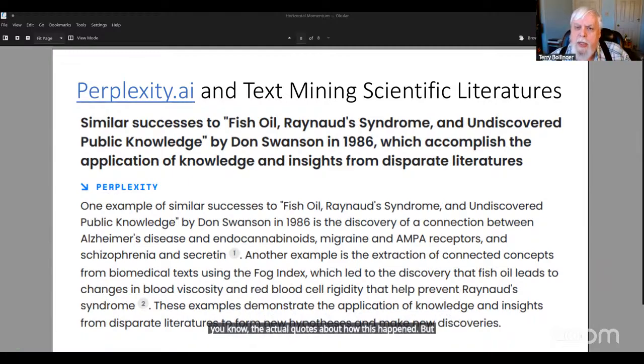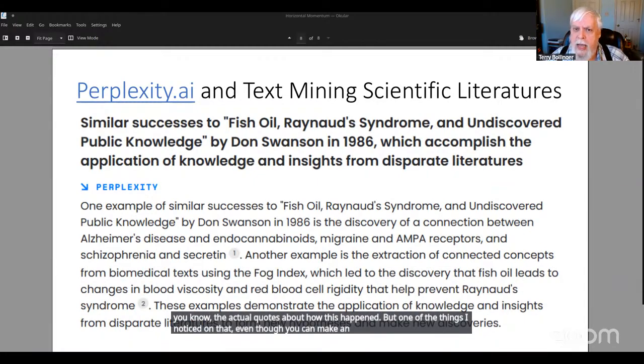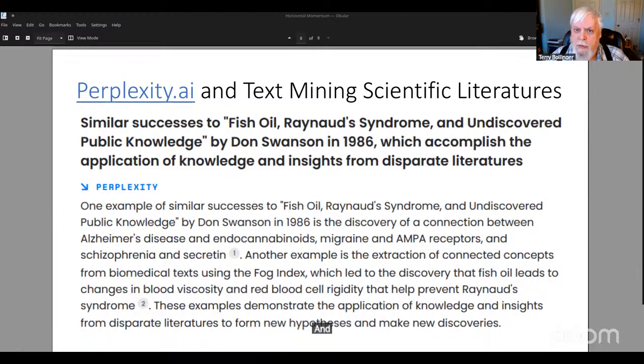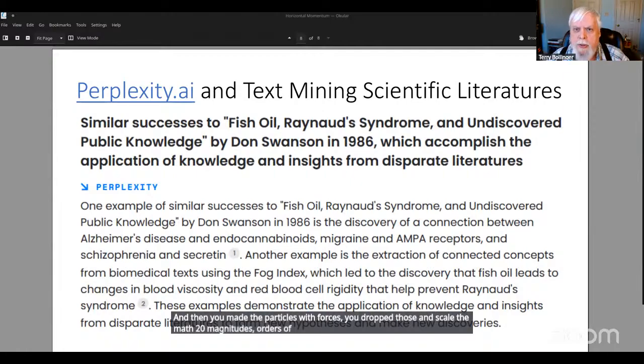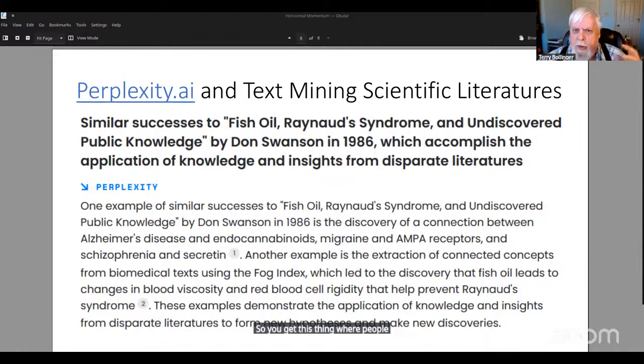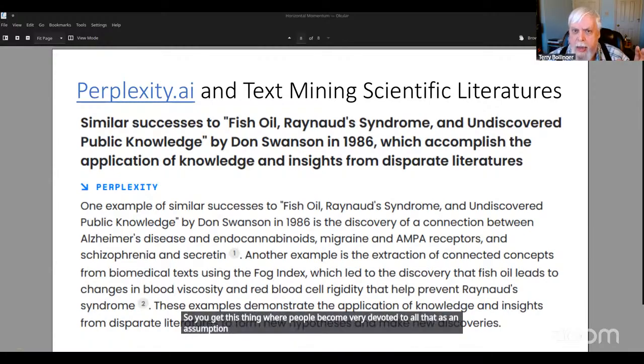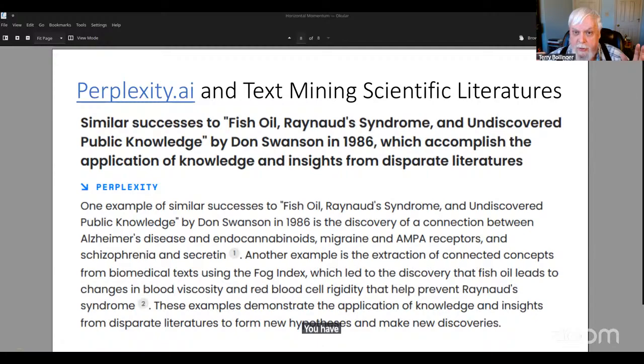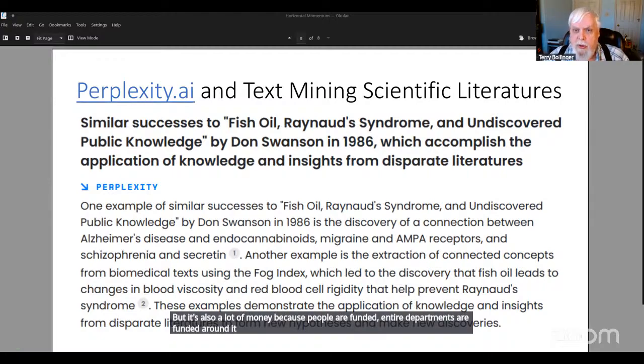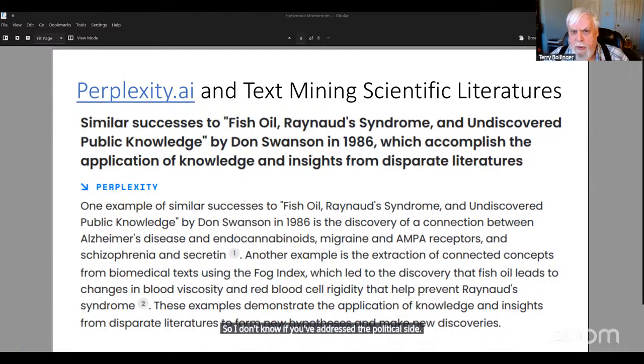But one of the things I noticed is that even though you can make an extremely succinct argument and say, yeah, you made it all math when actually it was particles and forces, which is exactly what happened, and then you dropped the particles and forces and scaled the math 20 orders of magnitude, people have become very devoted to all that as an assumption. And you have a lot of money involved. It's partially just the ideas, but there's also a lot of money, because entire departments are funded around it. So I don't know if you've addressed the political side, but there's an interesting political side to these things.